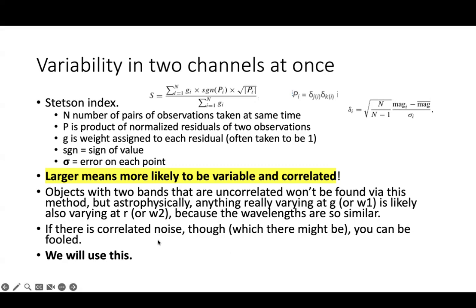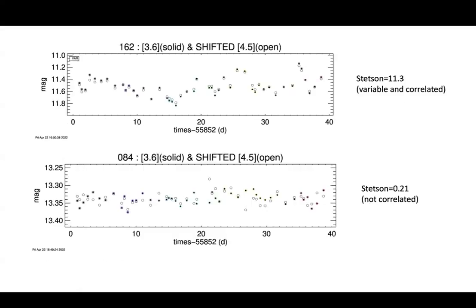However, if there is correlated noise, if you have the same instrument and for some reason, electronic or otherwise, there's correlated noise, you can be fooled by this metric. But I use this if I have two bands because it's super powerful.